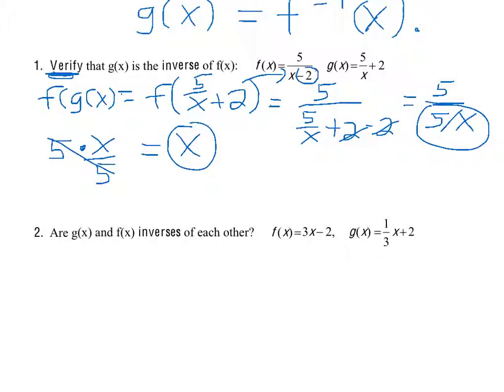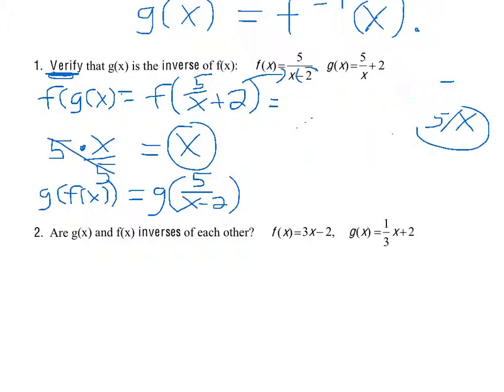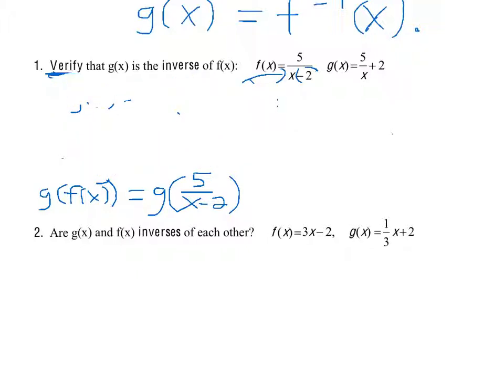All right, so I'm halfway there. Let's do g of f of x. So when I do g of f of x, that is g of 5 over x minus 2. Okay, and I'm just going to erase all the stuff that I just did, so make sure you have that down. All right, so I know this has to equal x here. Let's put this in. So I'm going to take this 5 over x minus 2, and I'm going to plug it right into this x right here.